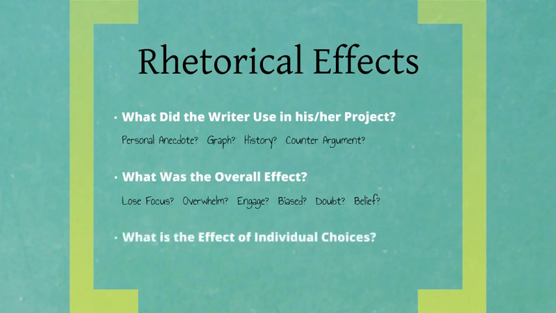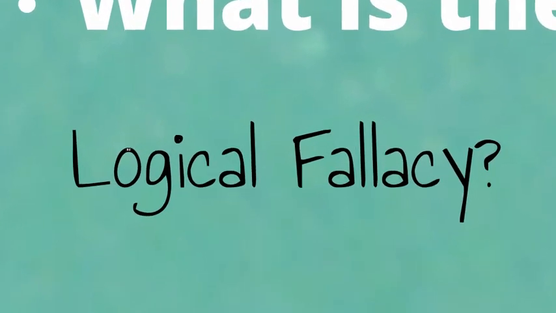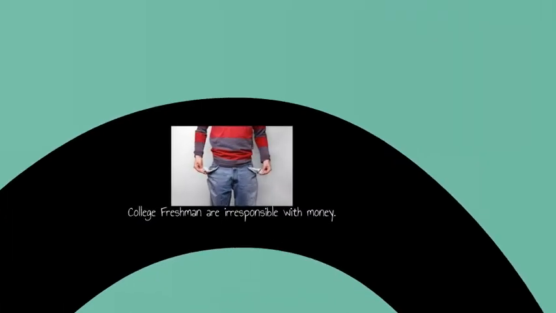In addition to analyzing the overall effect of the piece, consider the effect of individual choices made by the writer. For instance, if the writer stated that college freshmen are irresponsible with money, is this a hasty generalization, an example of logical fallacy? Or perhaps those few paragraphs that define 21st century poverty were a bit of a digression that could be reduced to a single paragraph.